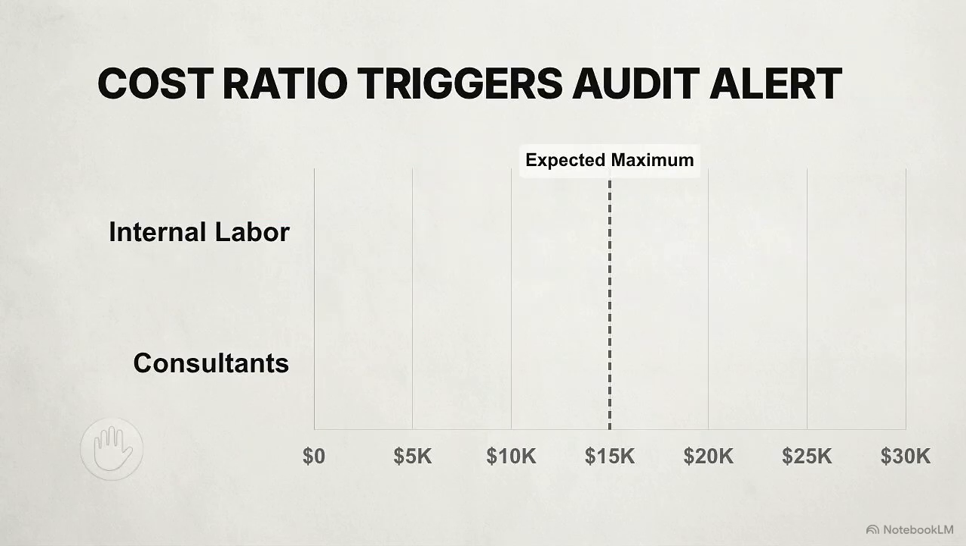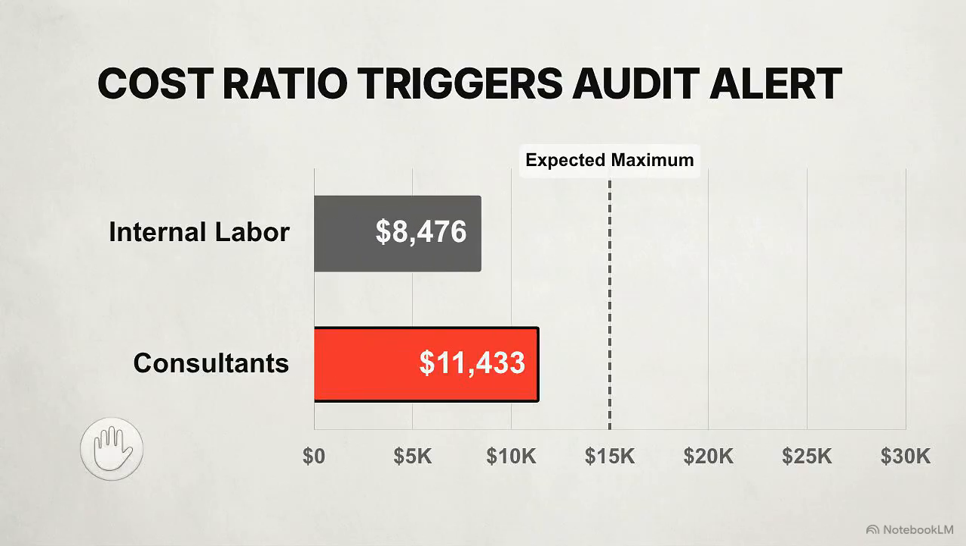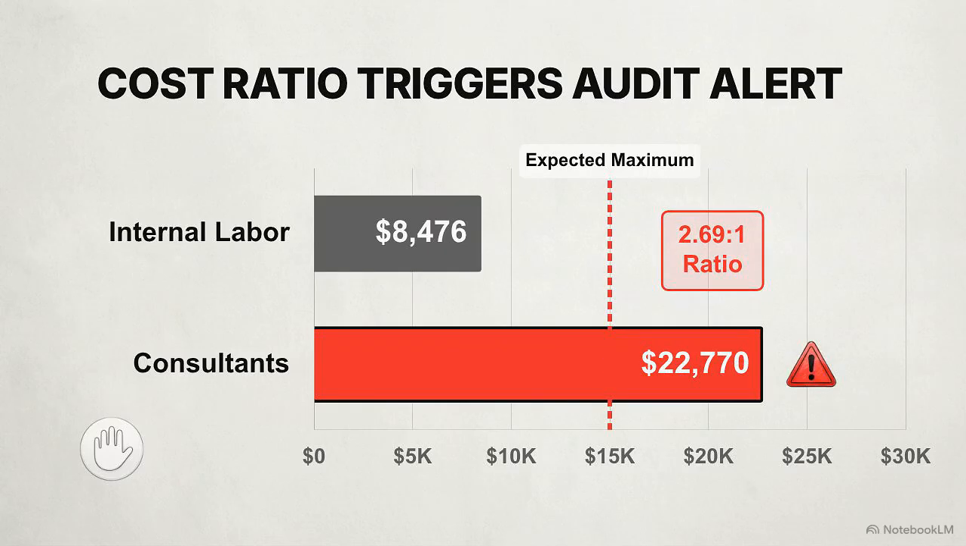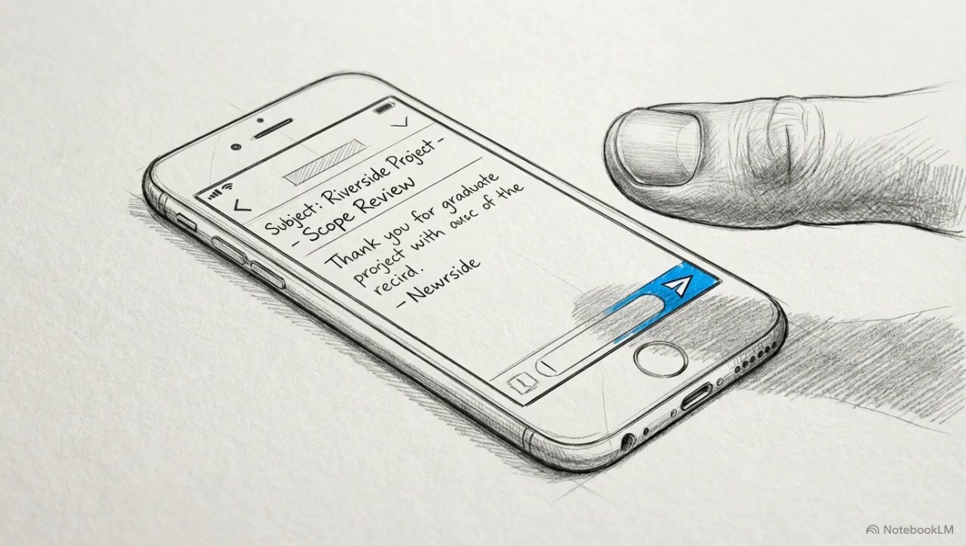The system also outputs a red flag alert. It identifies that the $22,000 in engineering consultant invoices is significantly higher than internal labor costs, resulting in a ratio that falls outside typical firm benchmarks. Because the script surfaces these anomalies instantly, the principal architect can investigate the high consultant spend and decide if they need to initiate a scope review with the client before approving the final invoice.